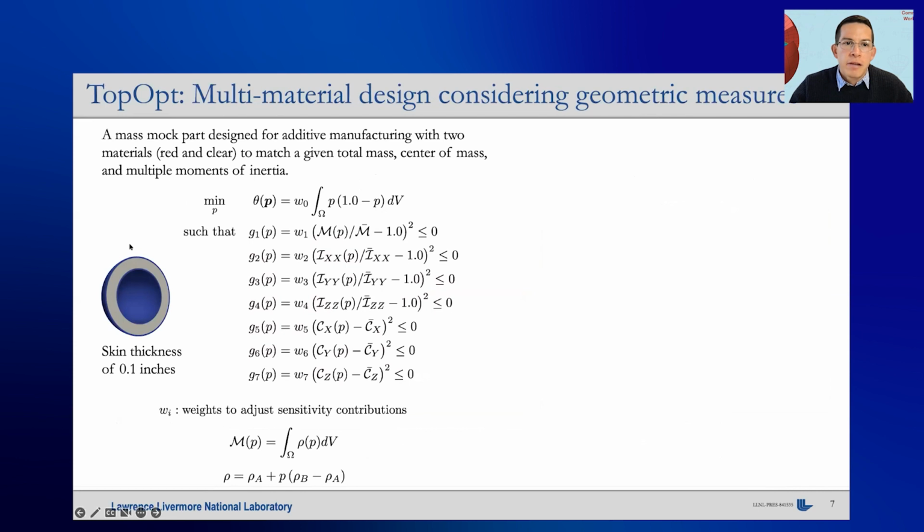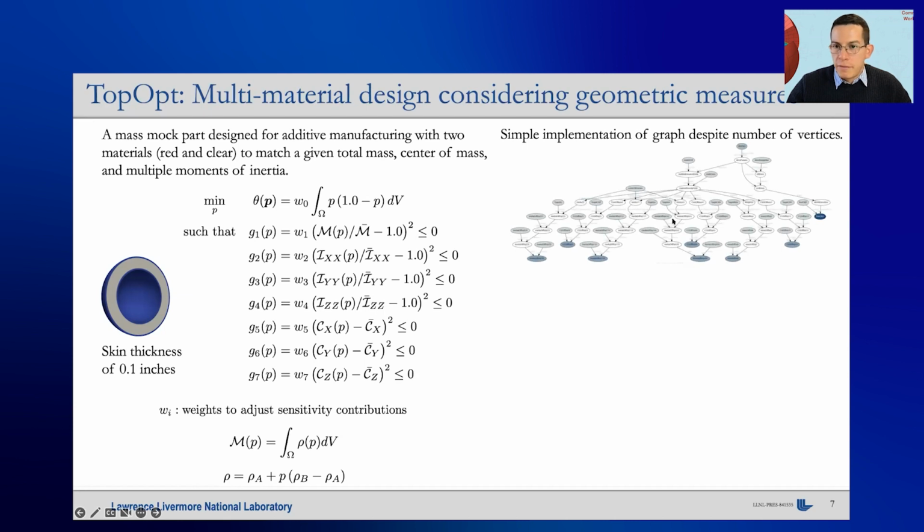So first, I have this mass-moment part design. Think of this as a two material problem in which you have blue and gray material. Let's say you want to get the material distribution of both materials such that you get to a target mass, center of mass, and multiple moments of inertia, which are described here. So you just want to get to specified values. And since you have a continuous fictitious density here, I want to avoid having intermediate densities, so with this P, which is the parameter of the density, I'm penalizing intermediate densities as the objective.